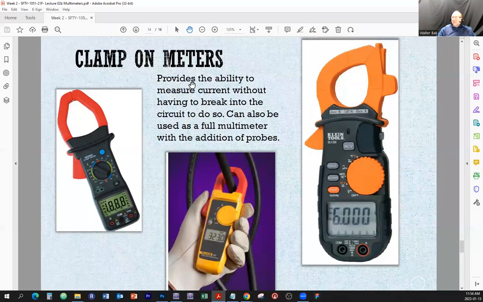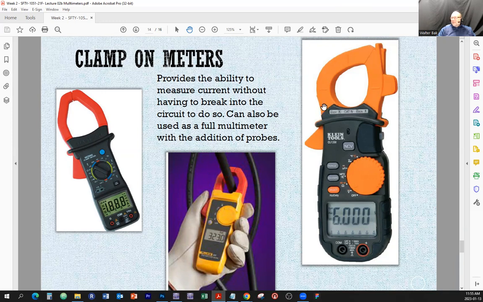A clamp-on meter provides the ability to measure current without having to break into the circuit to do that. It can also be used as a full multimeter with additional probes. So here is the clamp, and we are passing a conductor through the clamp. You press on that here, and that thing opens, and you can clamp onto the wire. Okay.